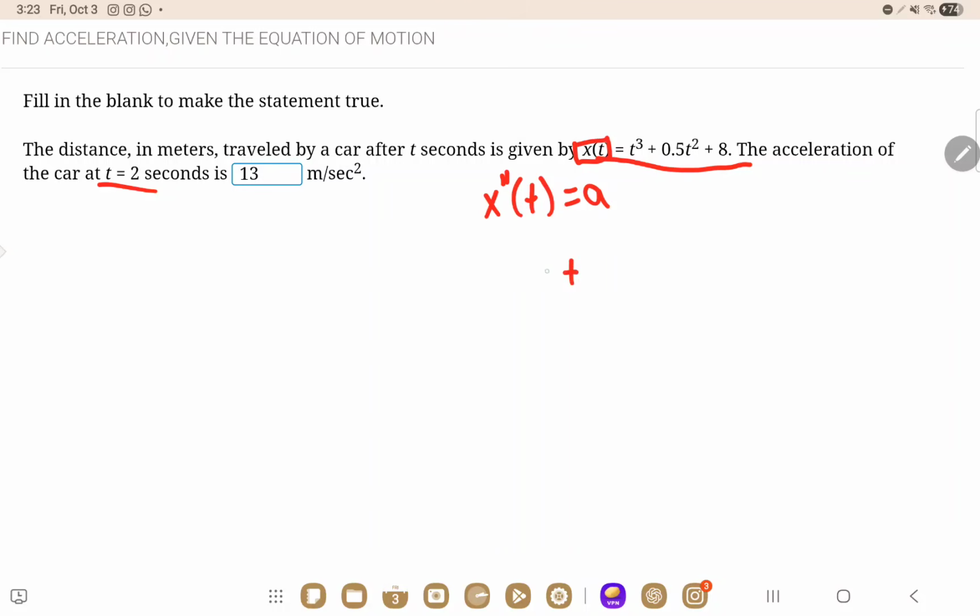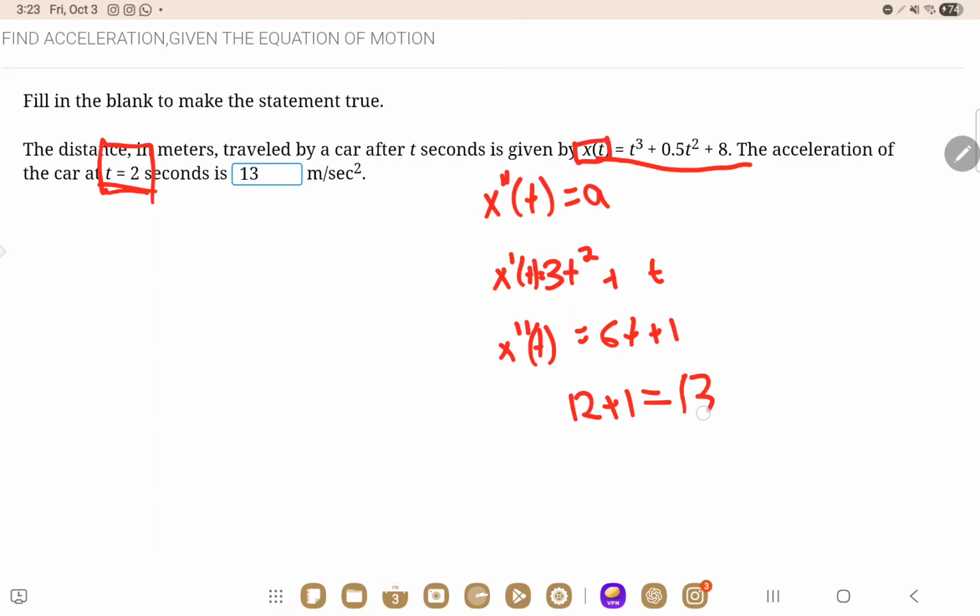So the first derivative is going to be 3t squared plus 1t, or just plus t. And that's it. And then we derive again, that's x prime of t. And now x double prime of t is equal to 6t plus 1. Now we want at 2 seconds, so we just substitute 2. So 6 times 2 is 12, plus 1 is 13. And that is it. Moving on.